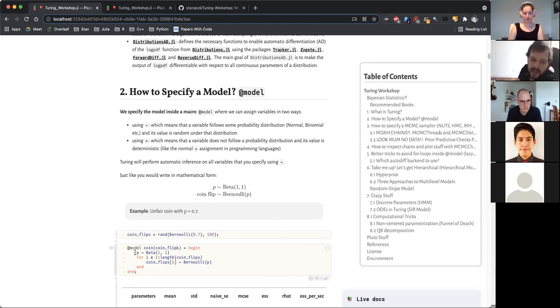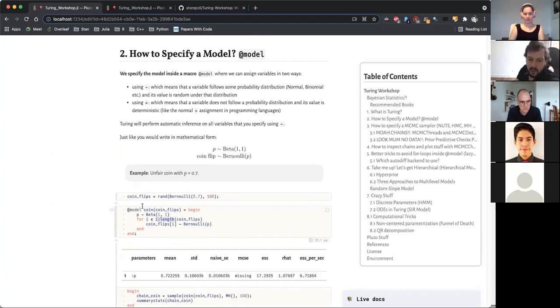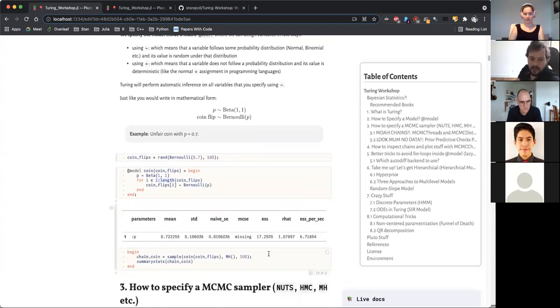So begin, and then I specify everything that goes inside of the model. For example, I have the P distributed as a beta. So I kind of do a copy-paste from the mathematical notation. And then I do a for loop for every observation in the whole length of our observations. Coin flip is distributed as a Bernoulli P. And when I do that, I can then sample for it.